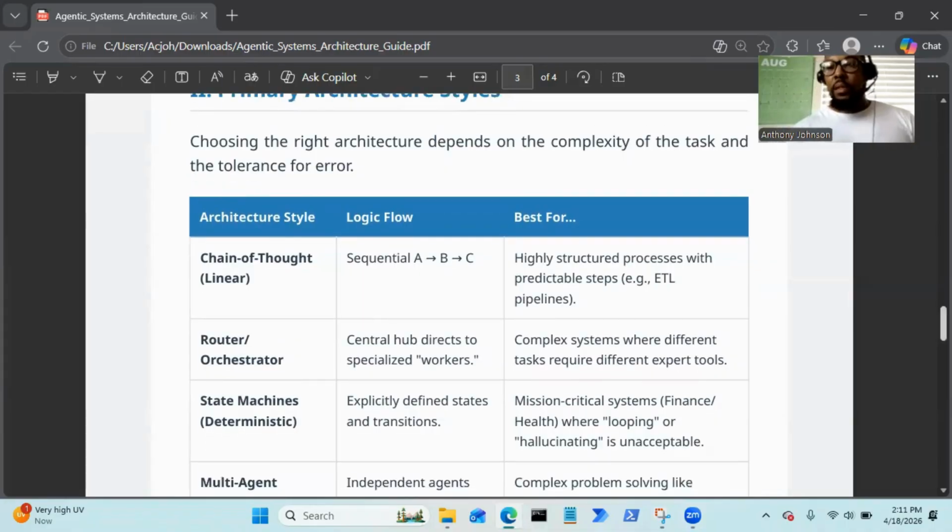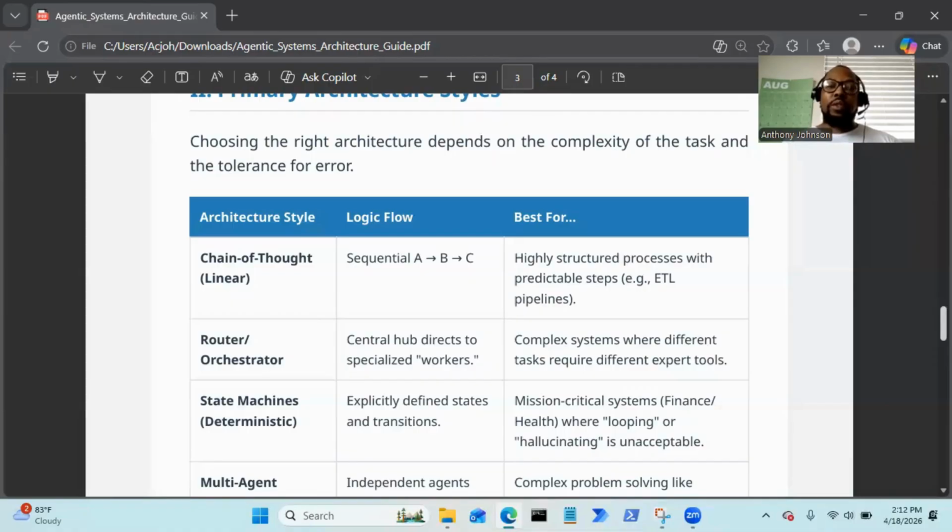The first will be the chain of thought, which is a sequential workflow. As you see on the screen, the logic workflow is A, B, and C. It is best for highly structured processes with predictable steps, i.e. the ETL pipeline. Meaning the prior step will affect the step after it. What am I saying? If step A fails, you won't get to step B. Or if you do get to step B, it will also fail because it's dependent on the step prior to it.